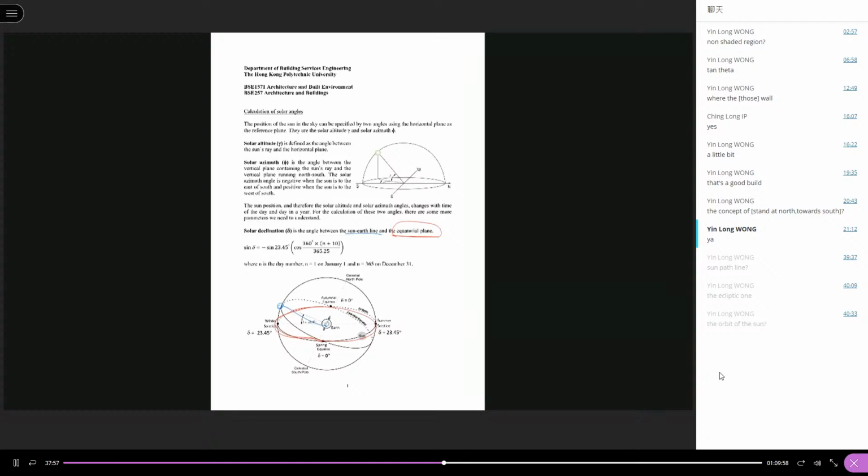So let's say it is now the winter solstice, 21st of December, the Sun is over here. The relative location of the Sun is over here. Then the angle between this line and the plane containing the orbit of the Earth will be this angle. It is called the solar declination. When it is on the north, it is a negative value. When it is in the south, it is a positive value.